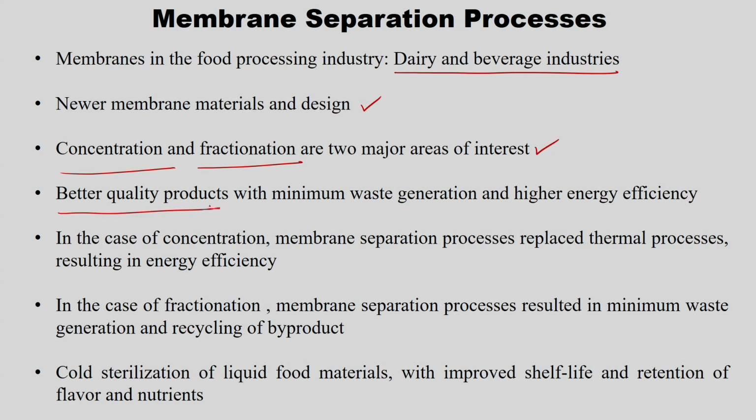So, better quality products with minimum waste generation and higher energy efficiency would be the goal of the membrane separation process in food industry. For example, for sterilization, I used thermal energy, right. I have done that, whatever we have seen in the last 10-15 lectures. So, the sterilization is done using thermal energy, but here we use filtration instead of thermal energy. So, we are going to use the ultrafiltration technology, which also filters the viruses, right.